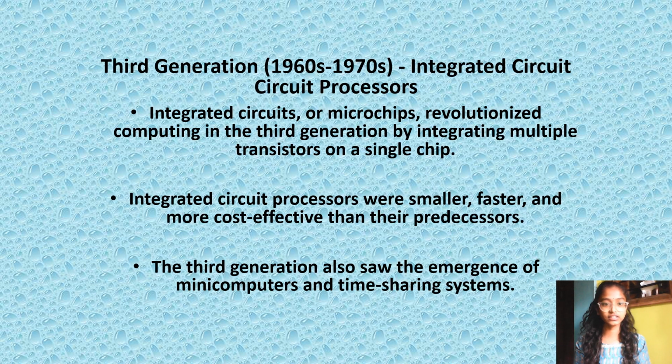Next, let us see the third generation. It evolved in the 1960s to 1970s. It has an integrated circuit processor. Integrated circuit processors were smaller, faster, and more cost effective than their predecessors. The third generation also saw the emergence of minicomputers and time-sharing systems.